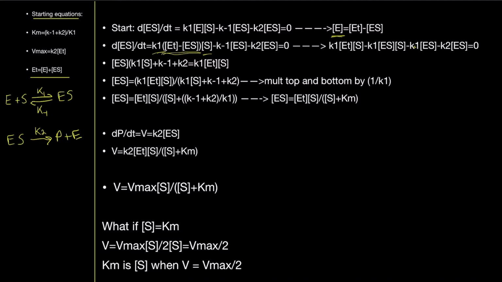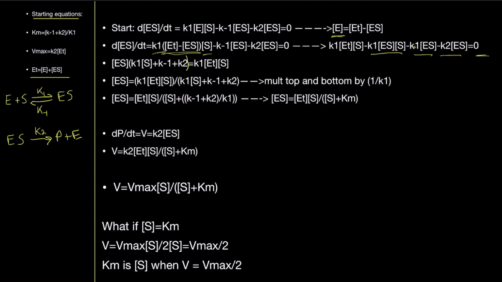So now we're going to move any term with this enzyme substrate complex concentration over to this side of the equation and factor out that enzyme substrate complex. As you can see here, what we have is the enzyme substrate complex concentration times this whole factor, which is K1 times the substrate concentration plus K negative 1 plus K2, is equal to K1 times the total enzyme concentration times the substrate concentration.